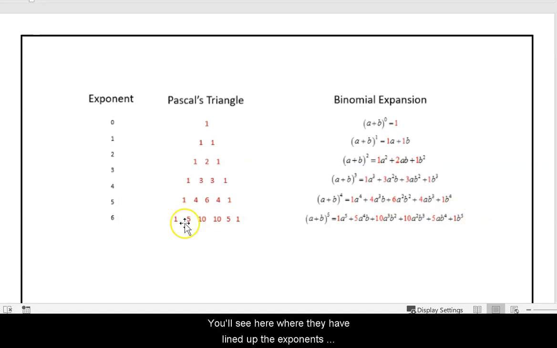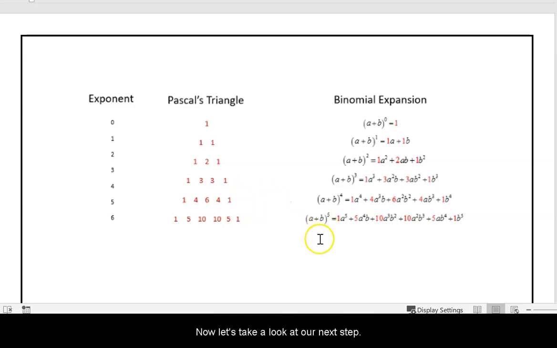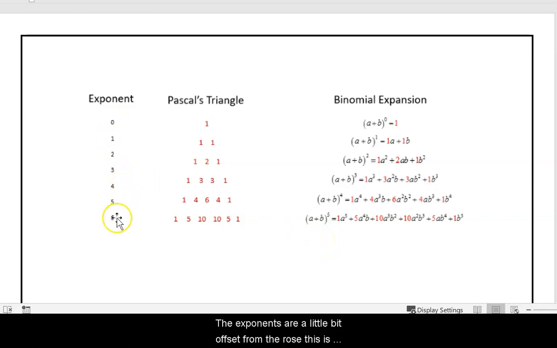You'll see here where they have lined up the exponents in a column to correspond with the rows of Pascal's triangle. And next to it, they've highlighted in red the coefficients of the binomial expansion so that you can see the relationship. Notice that the exponents here are lagging behind. The exponents are a little bit offset from the rows.